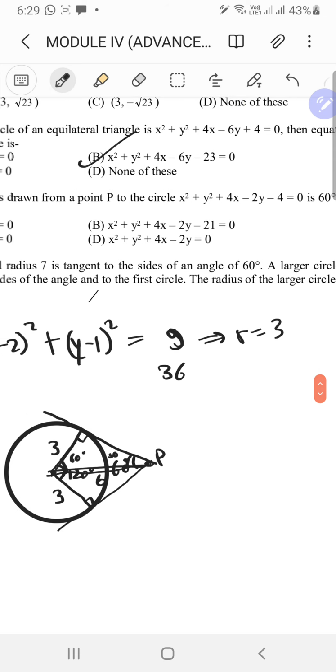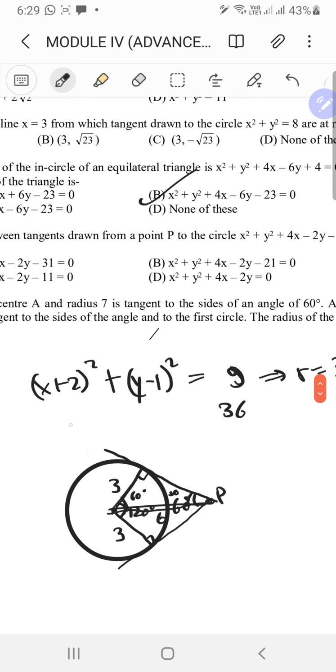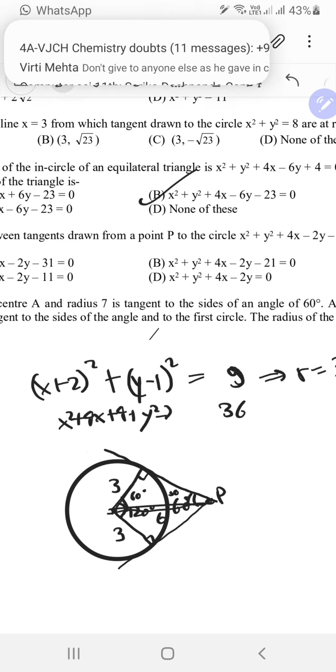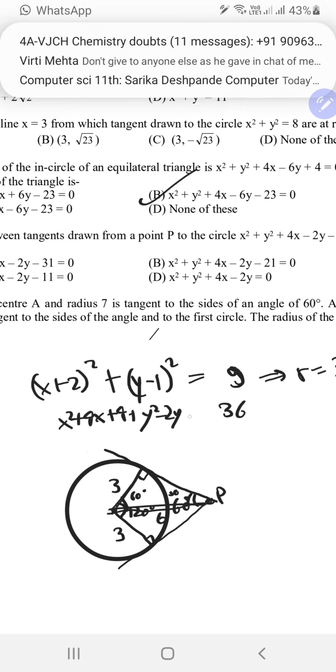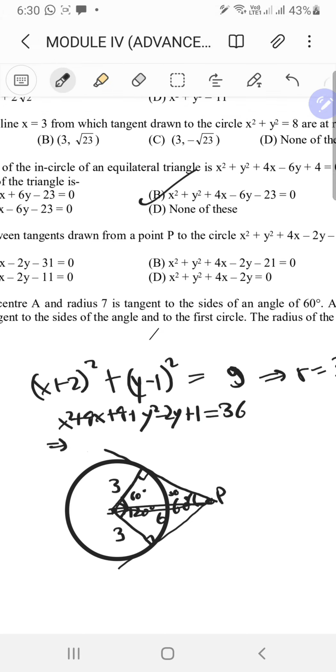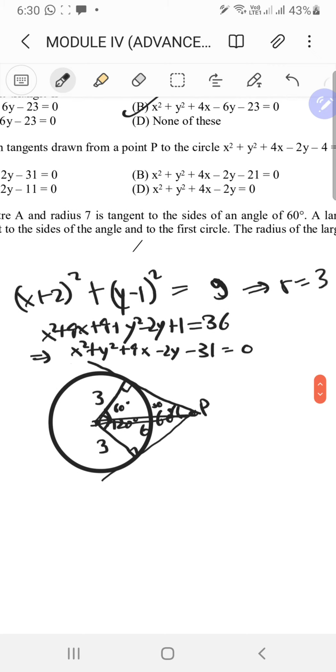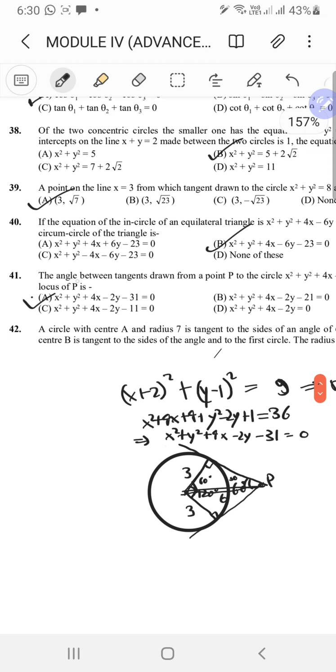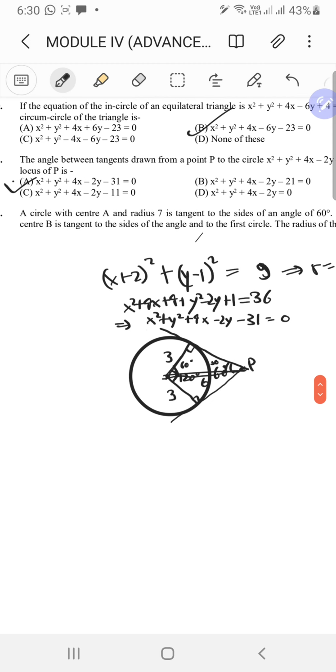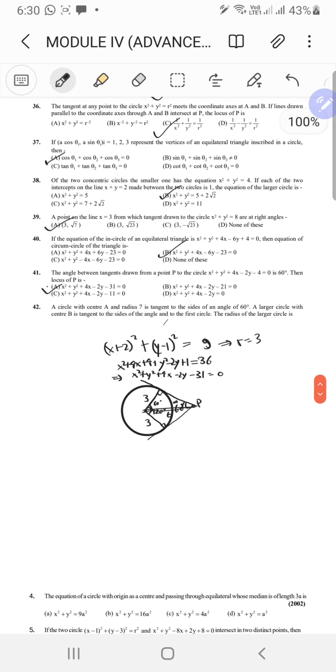Hey, it's the same as the last one. So x squared plus 4x plus 4 plus y squared minus 2y plus 1 equal to 36, which means x squared plus y squared plus 4x minus 2y, 4 plus 1 is 5, so 5 minus 36 is minus 31 equal to 0. Is that in the options? Yes, it is. It's A. Nice. And last 2 questions.